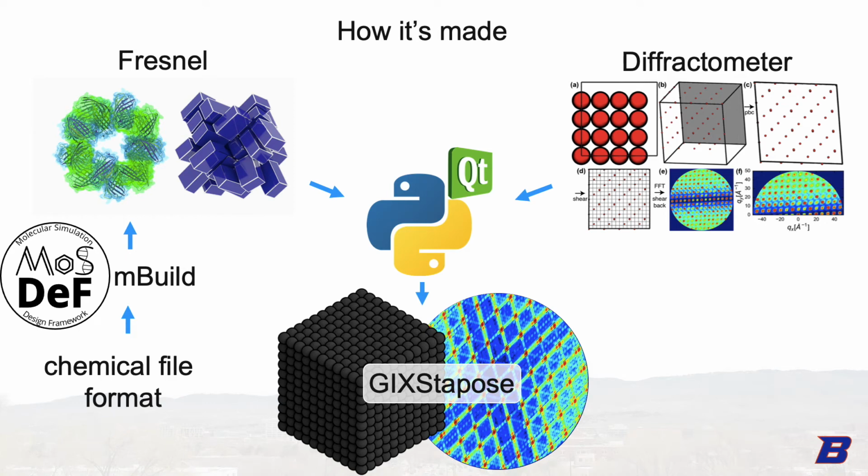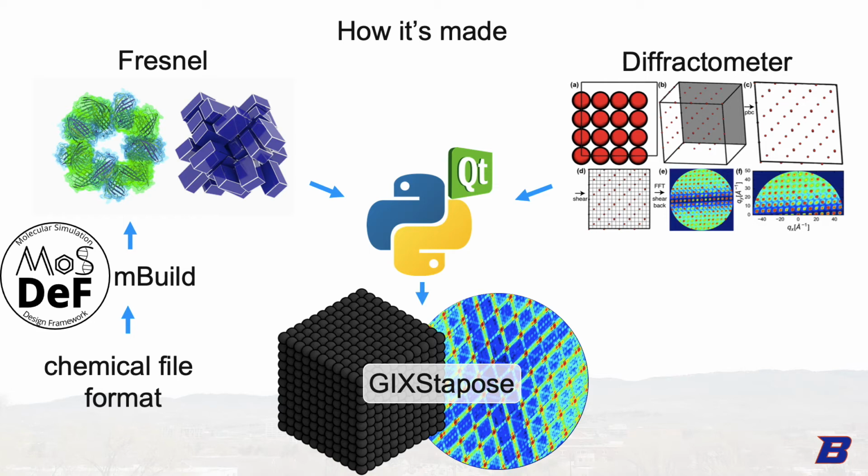So, what exactly was involved in the making of GIXStapose? GIXStapose ties together two codes, Fresnel, which is a high-quality ray tracer with a convenient Python API that can render a scene that's specified by its geometry, and diffractometer, which is a series of matrix transformations implemented in NumPy that just needs a set of coordinates and its periodic boundary. But neither Fresnel nor diffractometer is designed to work with a chemical input file by default.